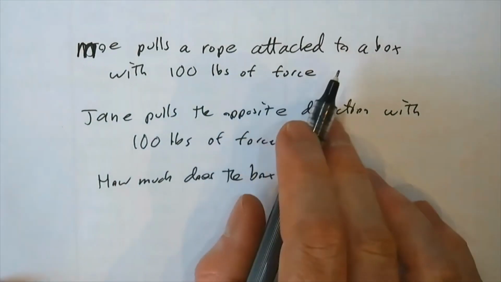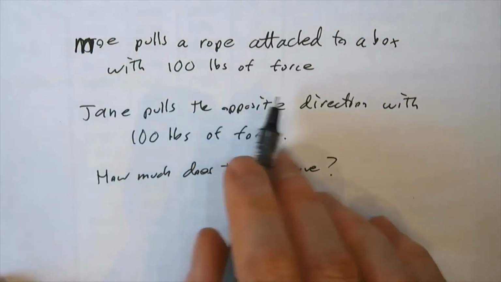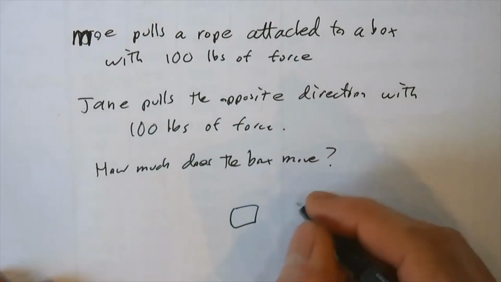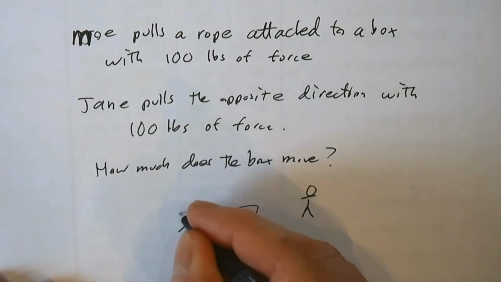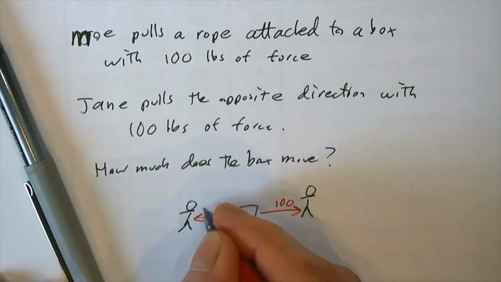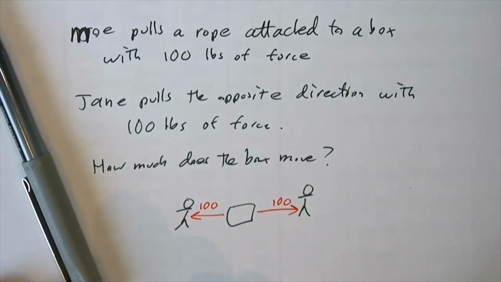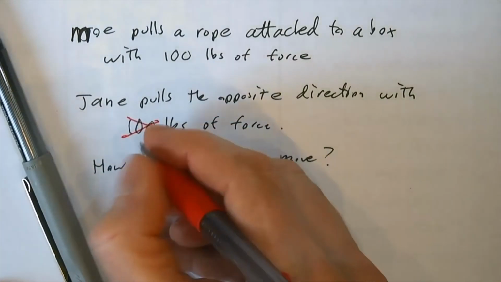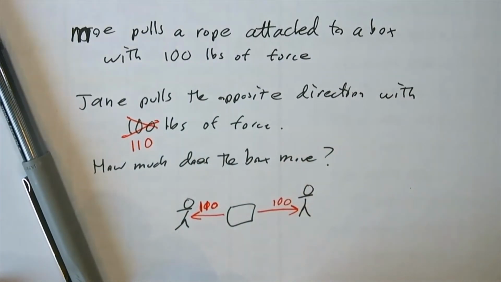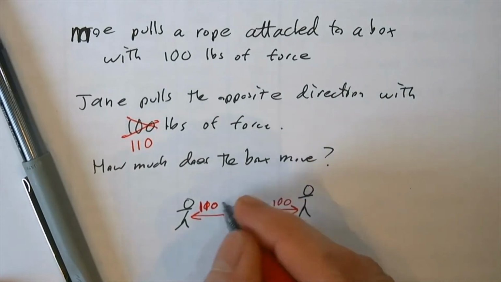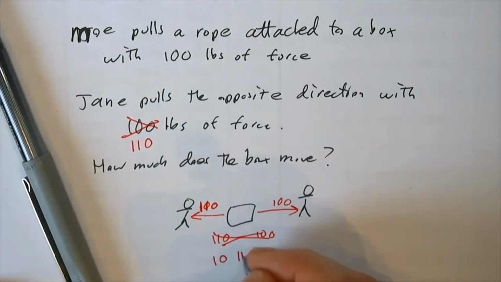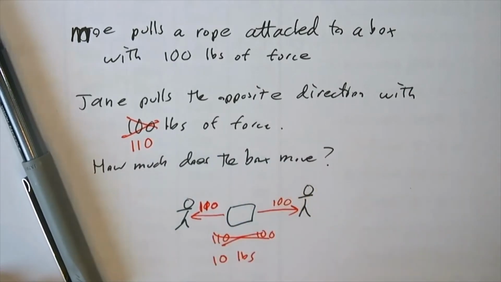Say Mo pulls a rope attached to a box with 100 pounds of force. Jane pulls the opposite direction, 100 pounds of force. How much does the box move? So if here's a box, and one person's over here, and one person's over here, and he pulls this way with 100 pounds, and she pulls that way with 100 pounds, it cancels out, doesn't it? What if she pulled with 110 pounds? Well, it's going to move, she's going to win, isn't it? In fact, overall, 110 take off 100, she's going to win with 10 pounds of force.